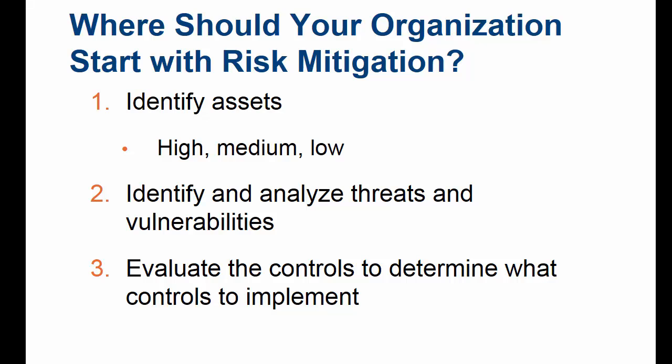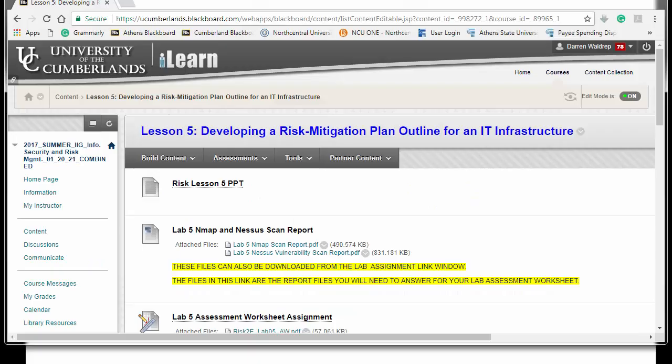This week we're going to talk about, in Chapter 10, planning risk mitigation throughout your organization. And in Chapter 11, we're going to talk about turning your risk assessment into a risk mitigation plan. But before we get started, I would like to go over a couple of things. As you can see, Lesson 5, developing a risk management plan outline for an IT infrastructure. That's basically what your labs are going to be on.